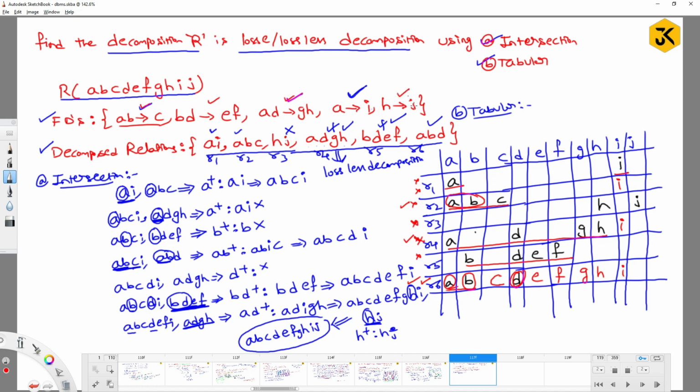Similarly, H determines J. It is matched here, and it is also possible here. So finally, if you observe clearly, the last row, R6, has all the attributes available. When all the attributes are available, I can say that it is lossless decomposition. Right? So this way you can solve to determine whether it is a lossless or lossy decomposition. I hope you understood clearly. Thank you.